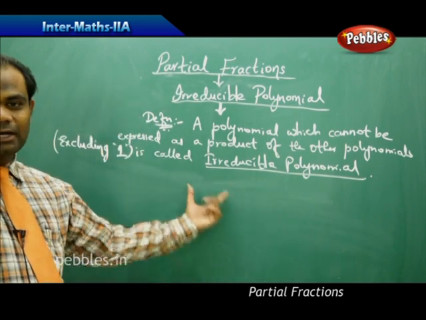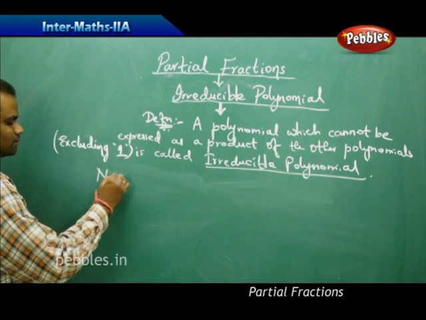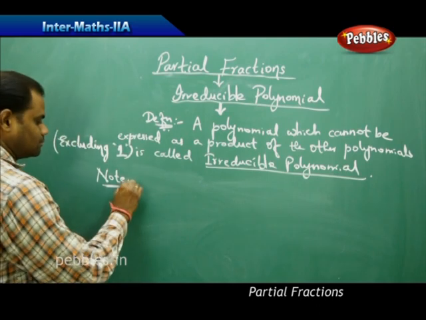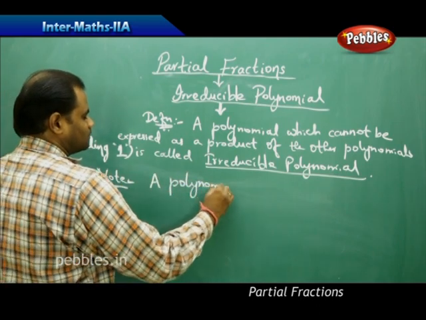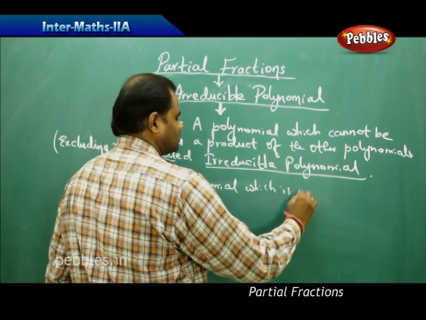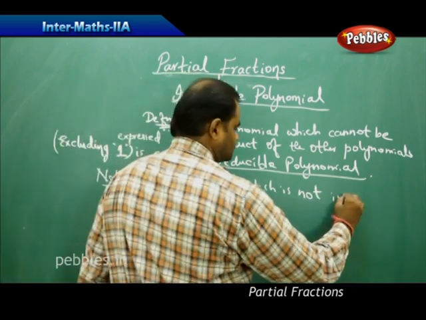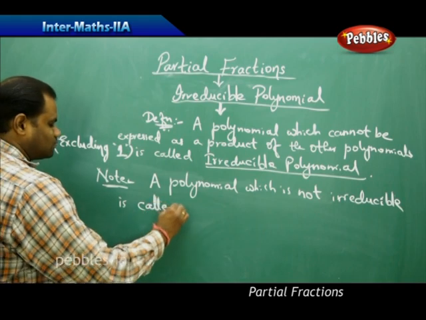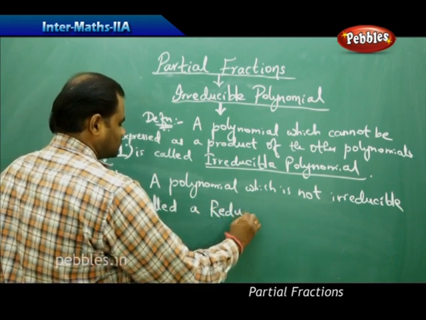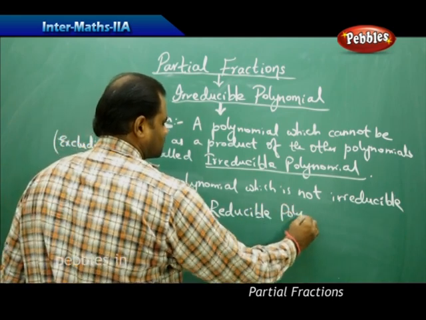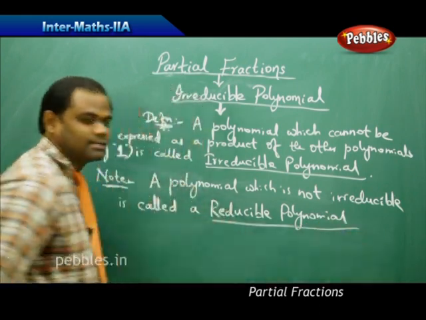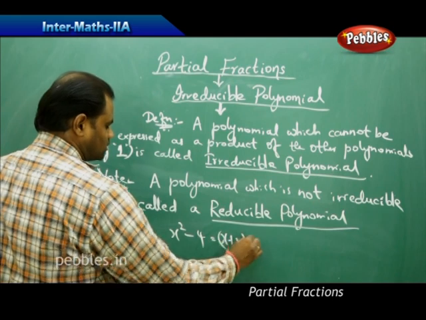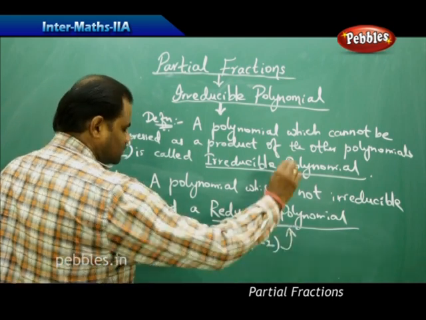So it's a very important note I make after we define the irreducible polynomial: what is a polynomial which is not irreducible called is what we're going to discuss in the note. A polynomial which is not irreducible is called a reducible polynomial. For example, if I take the polynomial x squared minus 4, I can write this as x plus 2 into x minus 2. Therefore, this is a reducible polynomial.